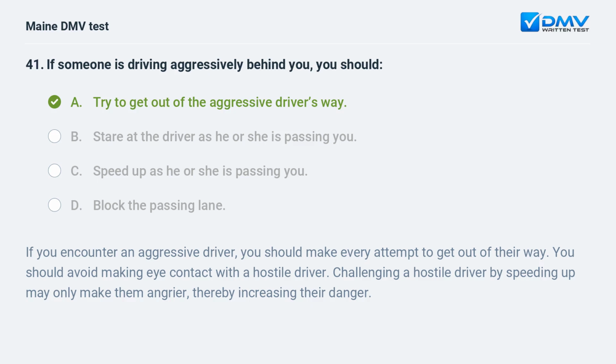A. Try to get out of the aggressive driver's way. If you encounter an aggressive driver, you should make every attempt to get out of their way. You should avoid making eye contact with a hostile driver. Challenging a hostile driver by speeding up may only make them angrier, thereby increasing their danger.